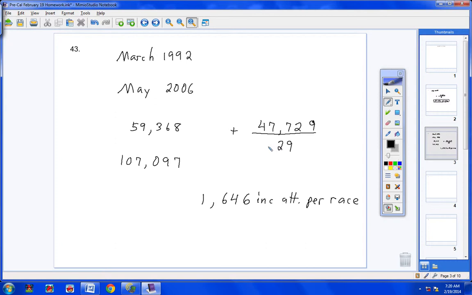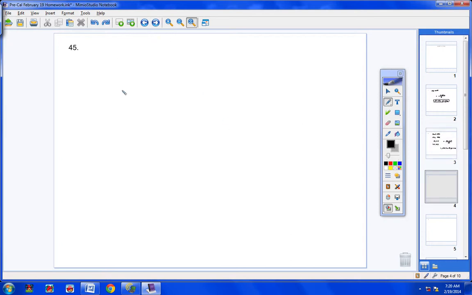They told us to find the average change of attendance for the 29 races using the graph below, and that's what we did. So here's the total increase over 29 races. Divide that by 29, and you will find the increase per year, or excuse me, per race. All right, this much of an increase in attendance per race. All right, let's move on now to number 45.